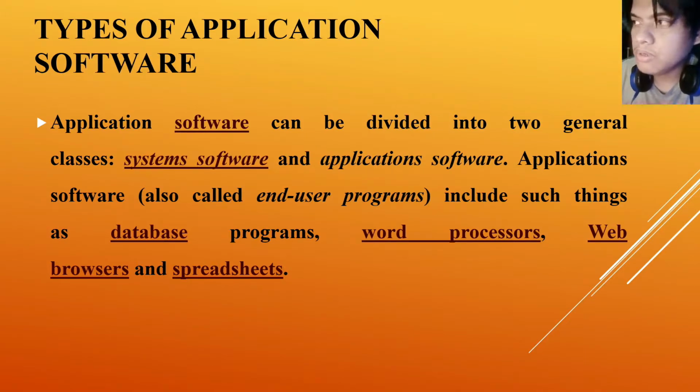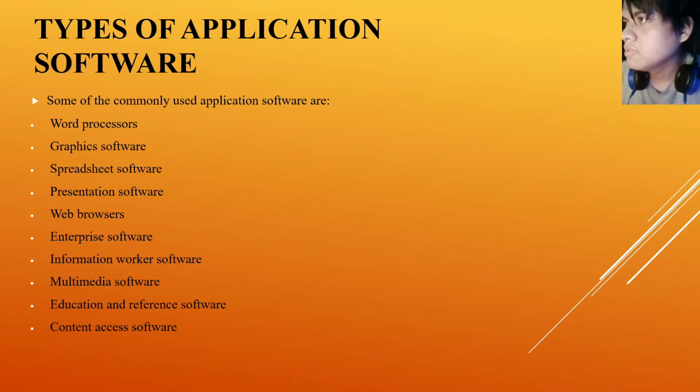So, sabi dito, yung software daw can be divided into two general classes, system software and application software. So, application software, also called end-user programs, include such things as database programs, word processors, web browsers, and spreadsheets. So, ito yung mga example ng application software. So, ito na. Dito na tayo.